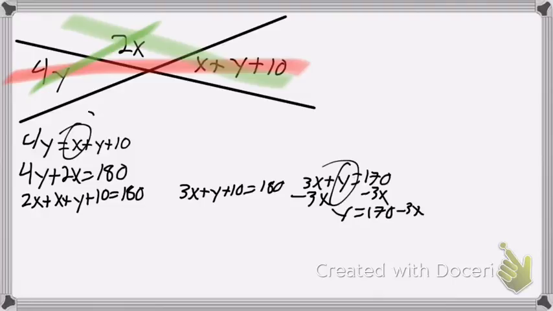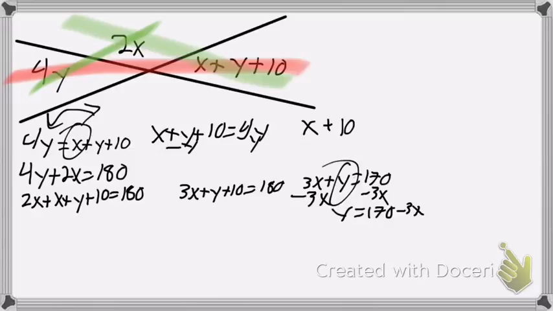So first things first, I want to switch these around. Symmetric property of equality. Remember that? If A equals B, then B equals A. So I'm going to go x plus y plus 10 equals 4y. Subtract y from both sides. And I'm going to get x plus 10 equals 3y. Subtract 10 from both sides. And here I get x equals 3y minus 10.